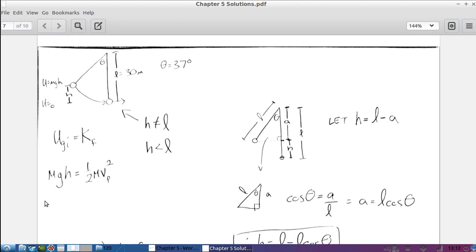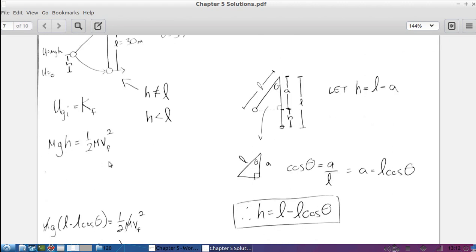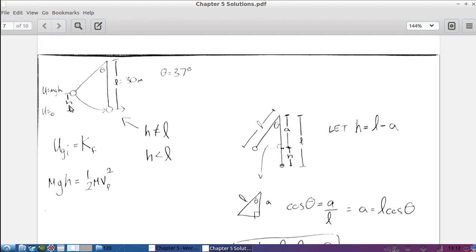All right. So I set the initial gravitational potential equal to the final kinetic, and the masses cancel, right? I could solve for the final velocity. It'll look real nice. It'll look something like root 2gh, something that'll come out of my kinematics. Here's my problem. I'm not given h.